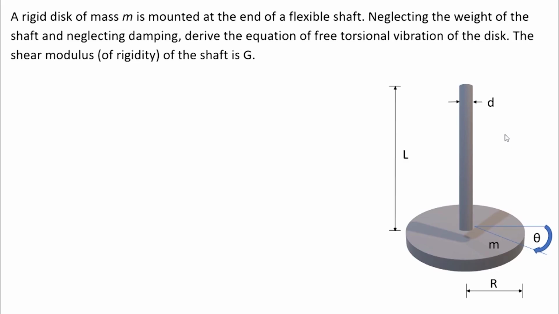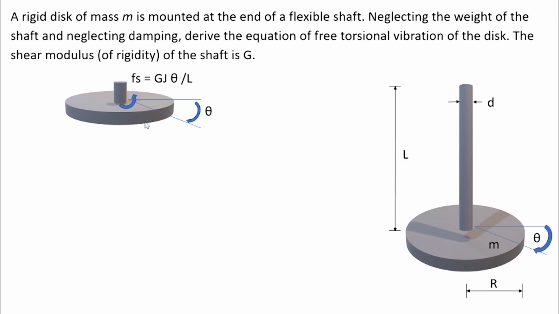So we can neglect the damping in the system, and we can treat the shaft as massless. So this just offers some stiffness to the system, and the disk has some mass. So this is an undamped free vibration system. So here it is torsional vibration.